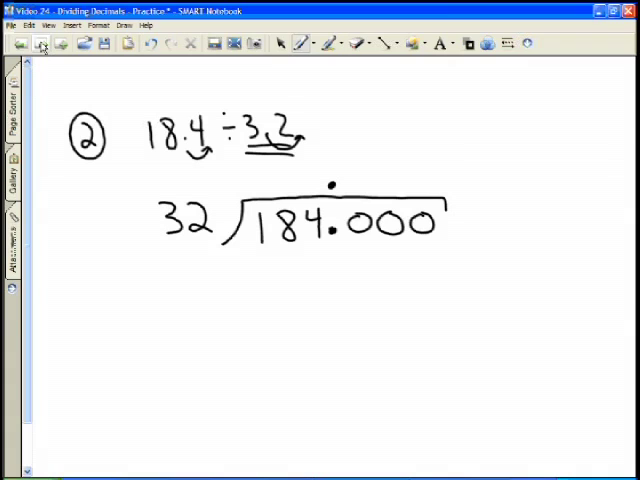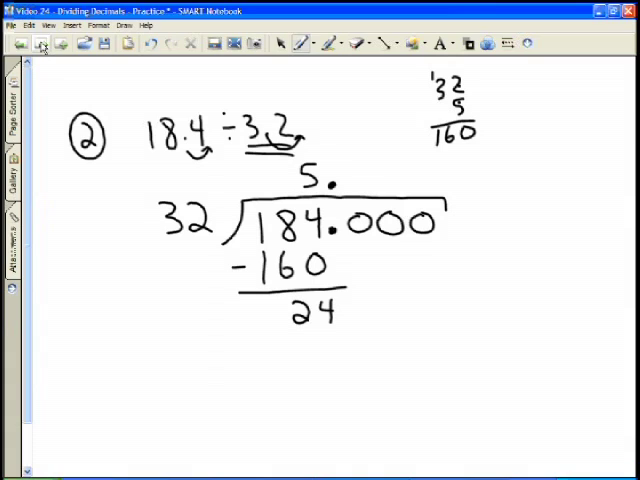I start. So how many times does 32 go into 184? I'm going to say, well, 32 times 10 is 320, so I'm going to try 5. And 32 times 5, 2 times 5 is 10, carry the 1. 3 times 5 is 15, plus 1 is 16. Now, when I subtract here, 184, I get 4, I get 24.